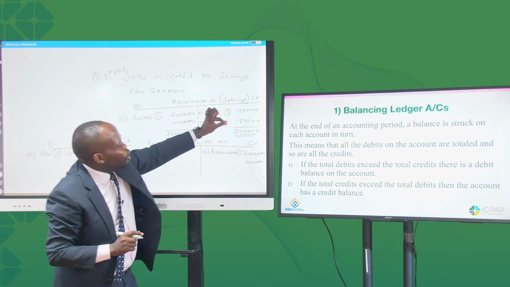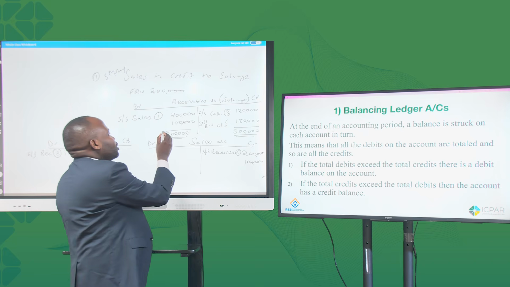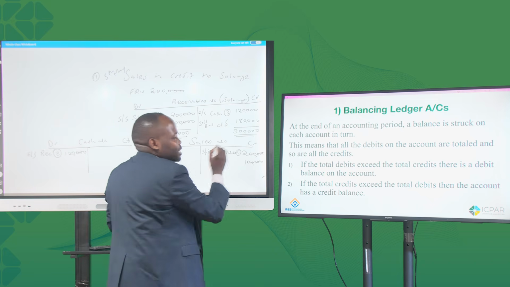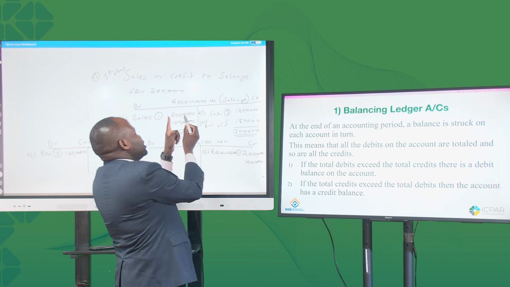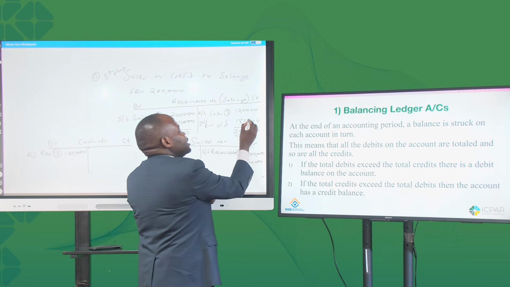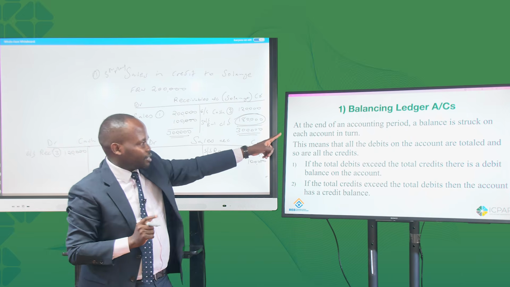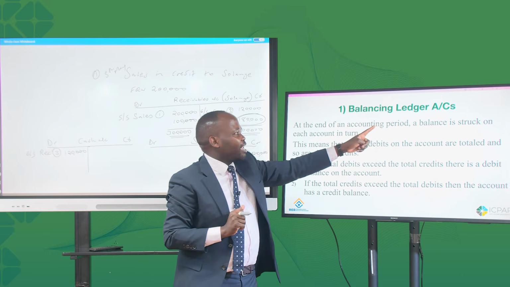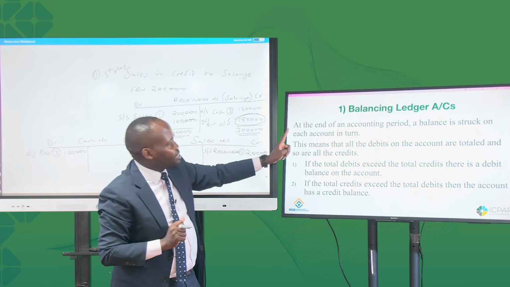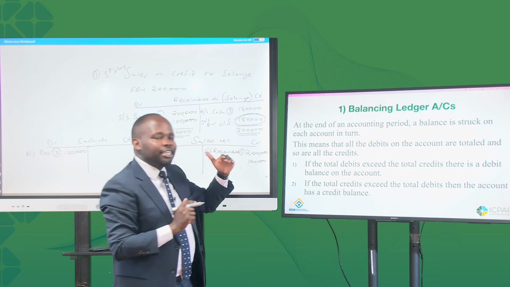So this is what we call balance in the ledgers. This is what we call closing the ledgers. And this balance, the difference between the debit and the credit side, is what we call balancing the ledgers. To restate, at the end of an accounting period, a balance is struck in each account in turn.